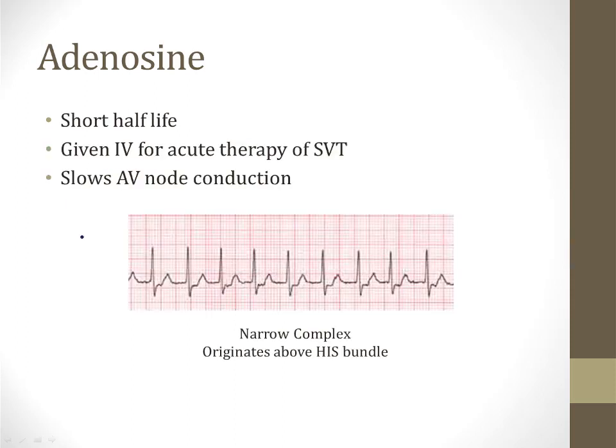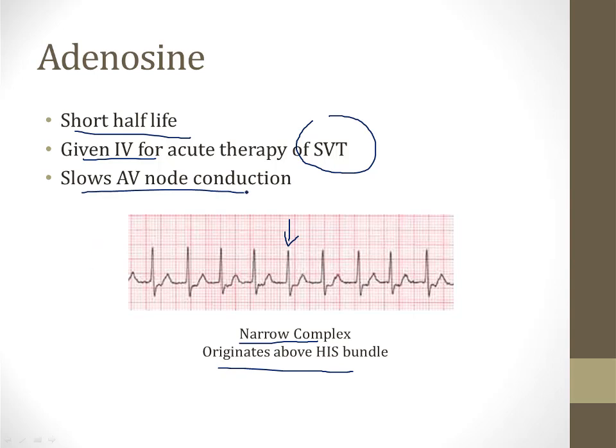You can utilize these effects of adenosine in treating certain kinds of tachycardias. Adenosine has a short half-life, so it's given as IV therapy for the acute management of supraventricular tachycardias. Supraventricular tachycardias are tachycardias that have a narrow complex. I've shown an example of one on the screen. You can see that the heart rate is fast and that the QRS is narrow and normal. That's a supraventricular tachycardia. It's called supraventricular because it originates above the His bundle, and adenosine is useful in the acute management of these tachycardias because it slows AV node conduction.